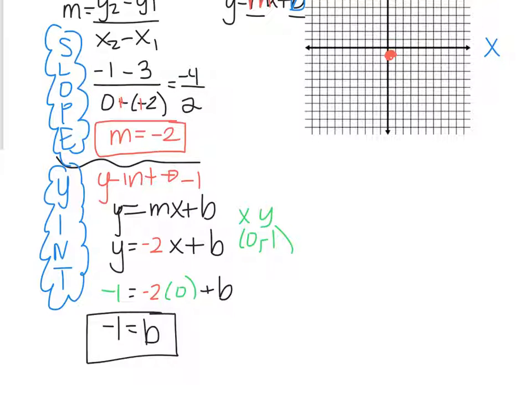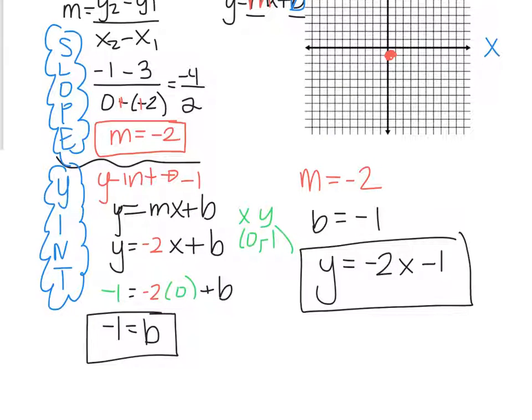So now that I have my m, and now that I also have my b, I can write y equals -2x minus 1. That's my equation in slope-intercept form. So now let's graph that.